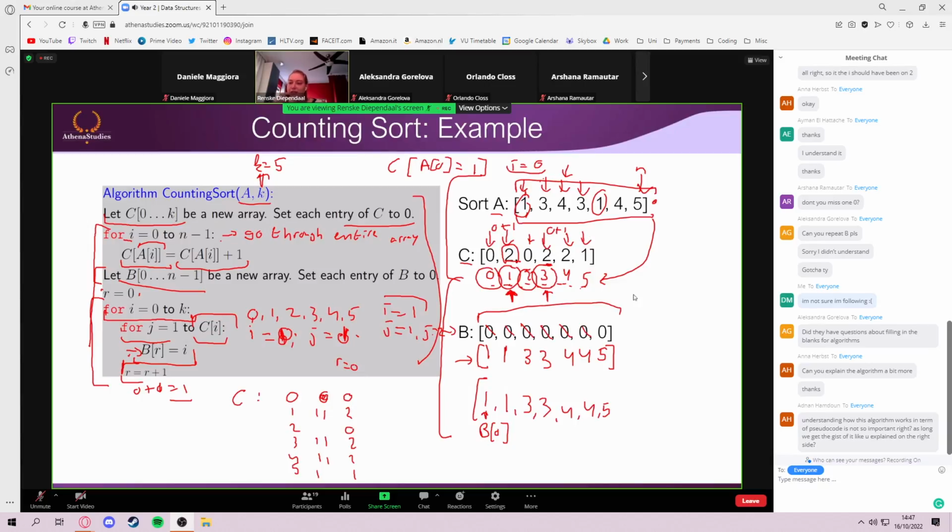So question, understanding how this algorithm works in terms of pseudocode is not so important, as long as you get the gist of it like you explained on the right side. Yeah, I think so. Like if you understand how it works, that's the most important. But someone asked if it's possible if you get a question like filling in the blanks for this algorithm. And I'm not sure about this. It could be that you get a question like this. But yeah, I think the most important part is that you know how to sort this. And we'll go over the time complexity as well.